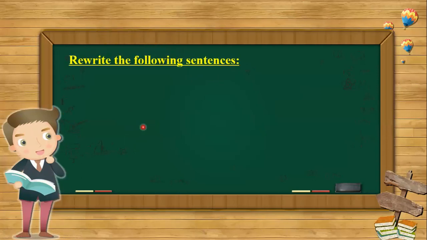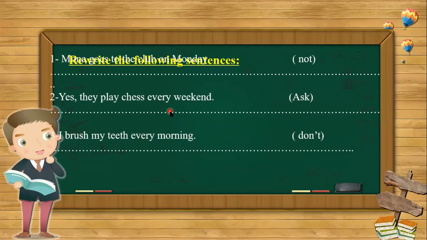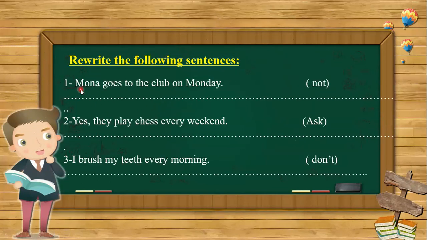Okay, now time for the questions. Rewrite the following sentence. And I want you all to write on the chat, please. Number one, Mona goes to the club on Monday. I want to say not, or negative. You don't have to write the full sentence. You can just write the verb. How do we make the negative of the verb?